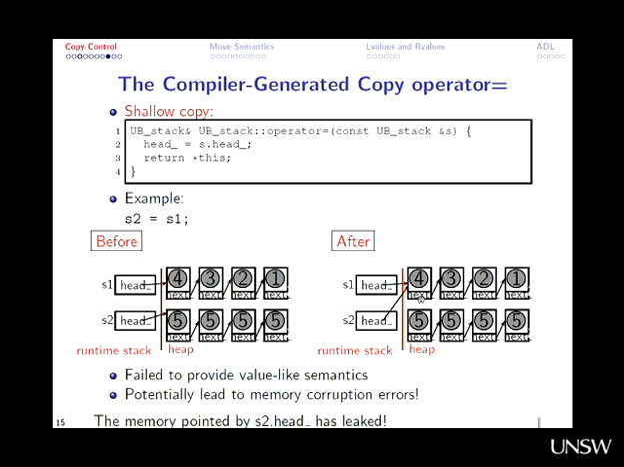So you need to pay close attention to the slide down the bottom. We have 2 stacks. The default compiler-generated copy assignment operator has just moved the pointer to the first thing. And now we've got this memory being leaked. Okay? On the next slide, I'm going to show you how we solve this.